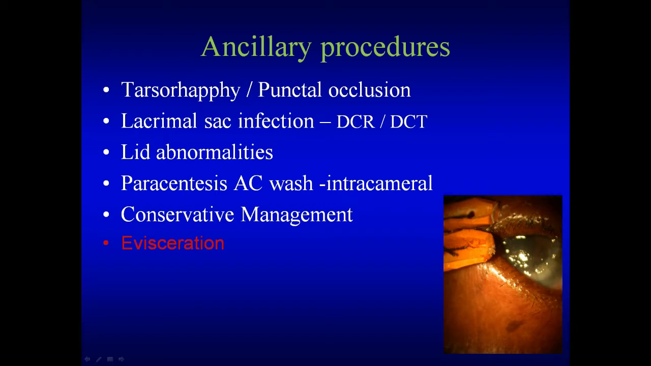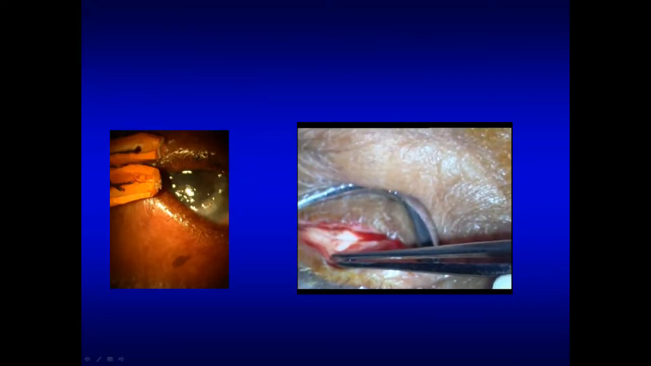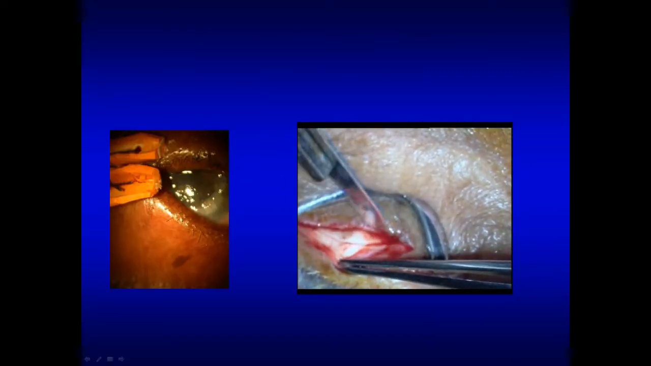Before we actually go into penetrating keratoplasty, there are a host of ancillary procedures that we need to think of and do, which are equally important in the successful management of infectious keratitis. These can go right from tarsorrhaphy and unfortunately up to evisceration. And this is just to show you an example of a tarsorrhaphy and an entropion correction.